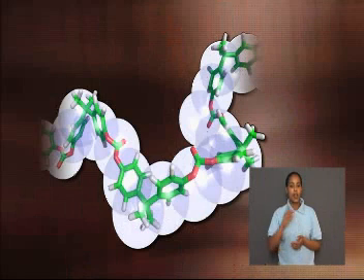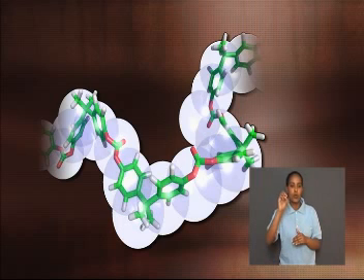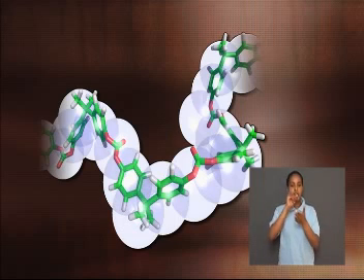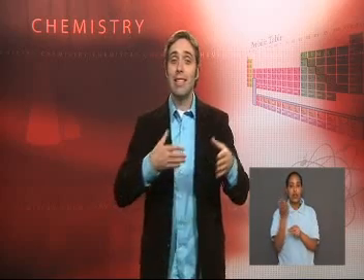A polymer can be called either random or regular, depending on its arrangement of monomers. Random polymers contain repeating units which are arranged in a random fashion. Regular polymers contain a regular sequence of monomers that repeats over and over again. Polymers can also be classified as natural or synthetic.